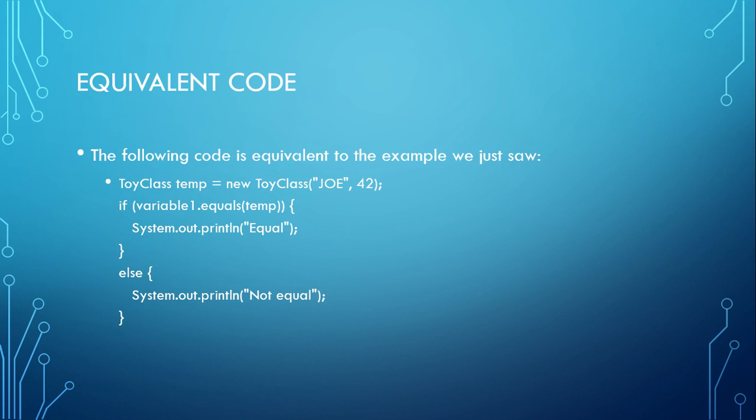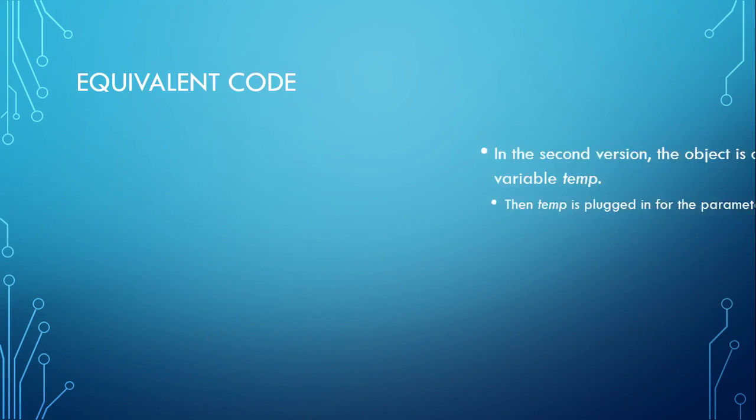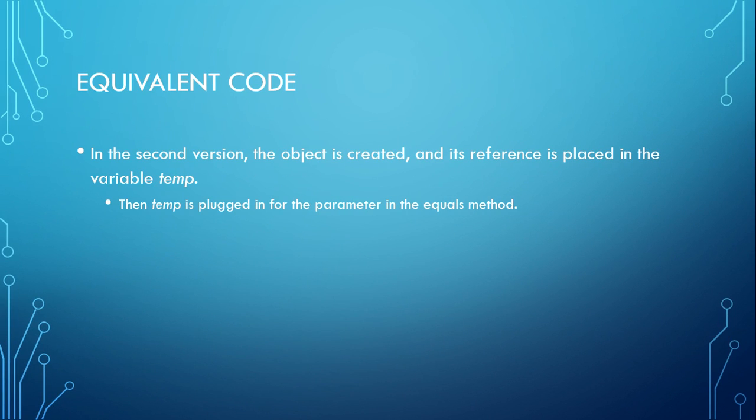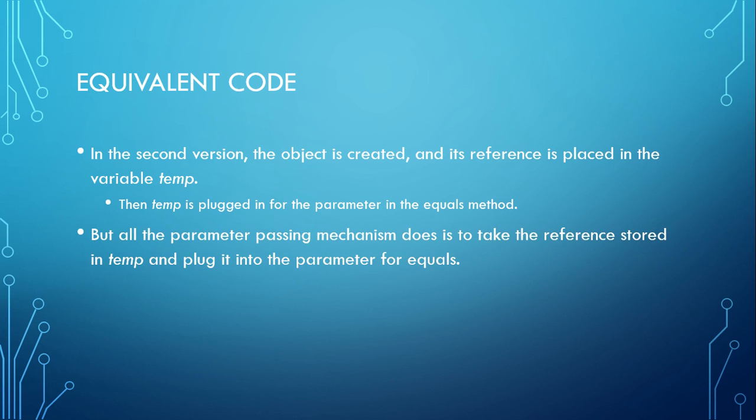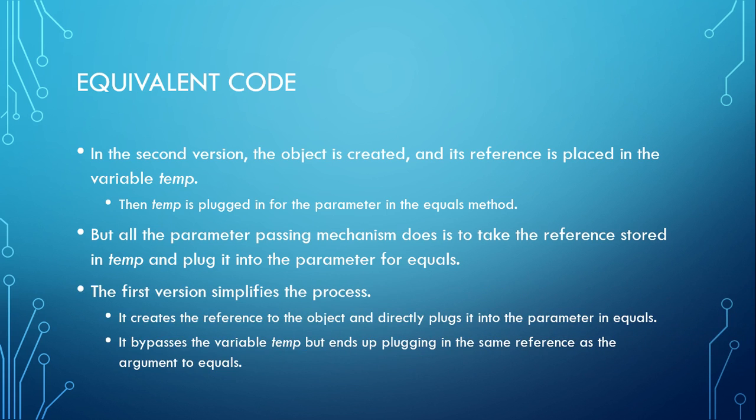So here's equivalent code to that quick example we just saw. ToyClass temp = new ToyClass("JOE", 42). If variable1.equals(temp), System.out.println("equal"); else System.out.println("not equal"). It's the exact same thing, except now we created that object. So in that second version, we created the object, and then that reference is placed into the variable temp. Then temp is plugged in for the parameter of the equals method.